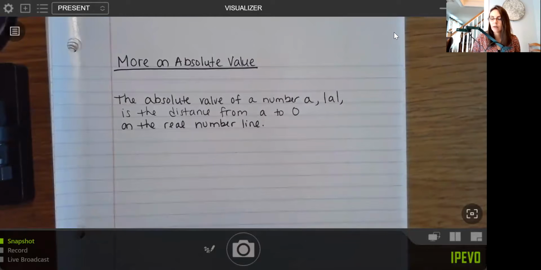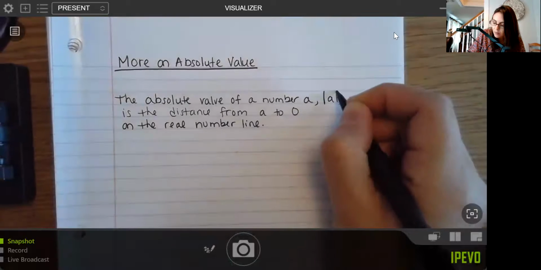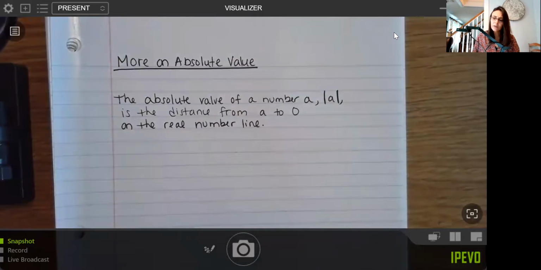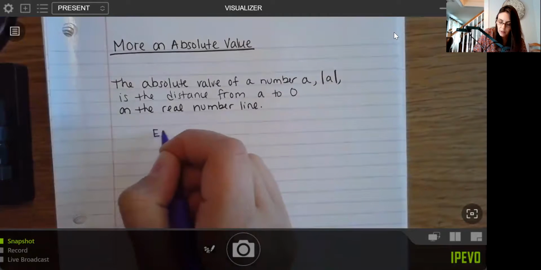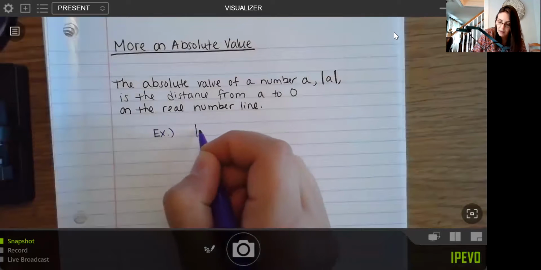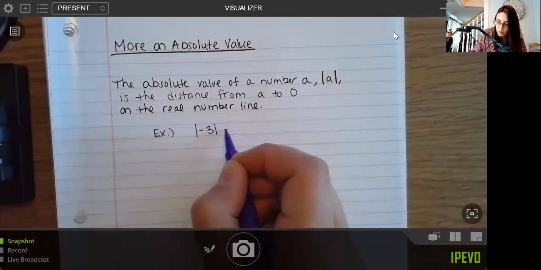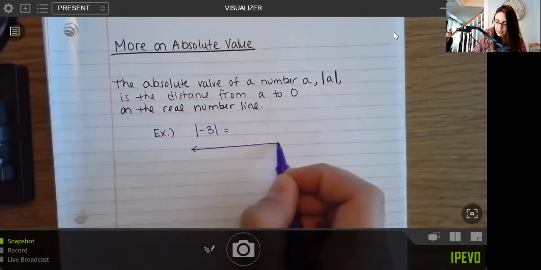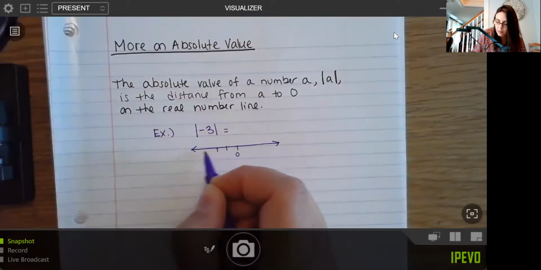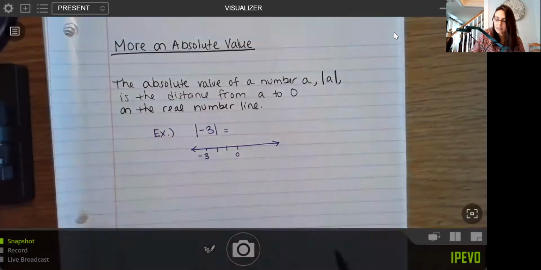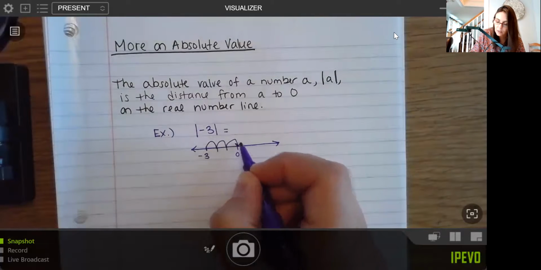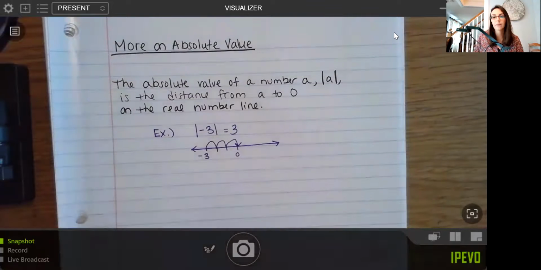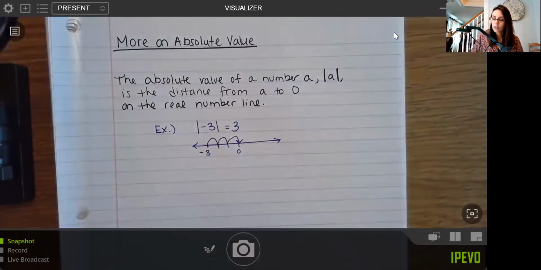So the absolute value of a number A, which is written with these two vertical lines around it, is the distance from A to 0 on the real number line. For instance, just a super quick review, something like the absolute value of -3. What I could do to find it is look at the number line, 1, 2, here would be -3, and I'm looking at the distance. If I were to count up to 0, I would go 1, 2, 3 positions. So our distance is just 3. And what you see is that your distance is always positive.